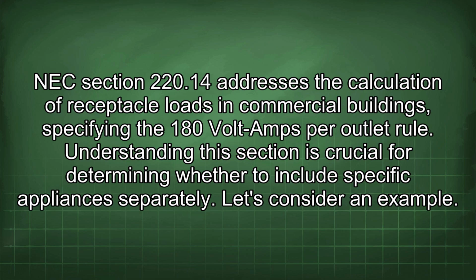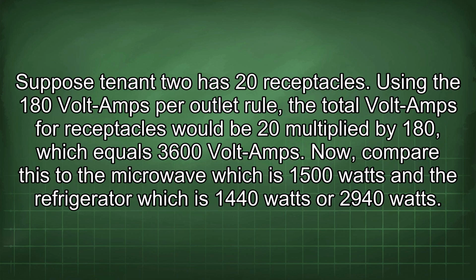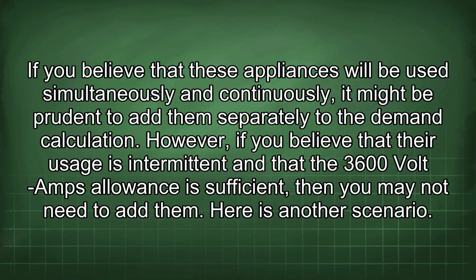Let's consider an example. Suppose tenant 2 has 20 receptacles. Using the 180 volt amps per outlet rule, the total volt amps for receptacles would be 20 multiplied by 180, which equals 3600 volt amps. Now compare this to the microwave, which is 1500 watts, and the refrigerator, which is 1440 watts, for a total of 2940 watts. If you believe that these appliances will be used simultaneously and continuously, it might be prudent to add them separately to the demand calculation. However, if you believe that their usage is intermittent and that the 3600 volt amps allowance is sufficient, then you may not need to add them.